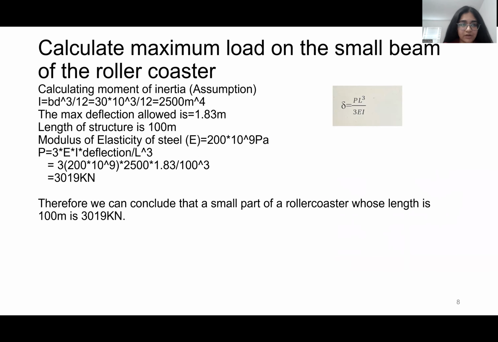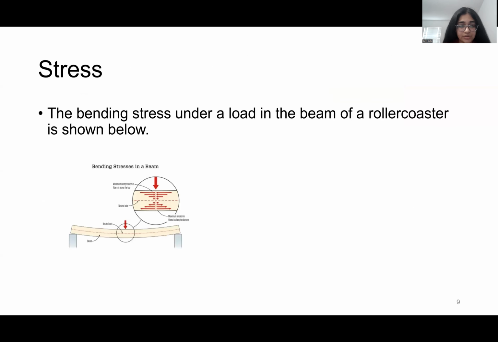The maximum load on the small beam of the roller coaster can be found using this formula: deflection equals PL cubed over 3EI, where E is the modulus of elasticity of steel, L is the length of the structure, I is the moment of inertia, and the deflection is given. Using the formula, we can conclude that for a small part of a roller coaster whose length is 100 meters, the maximum load applied on it can be around 3,000 kilonewtons. This is just an example of a smooth beam in a roller coaster.